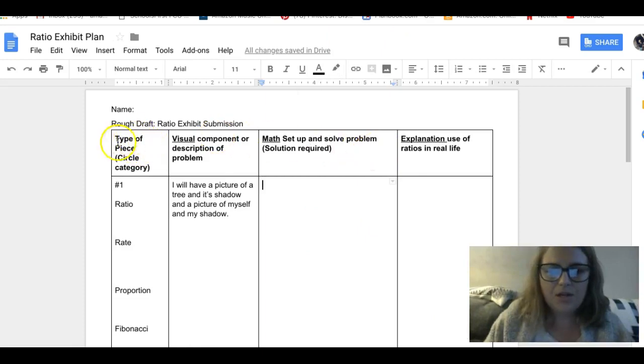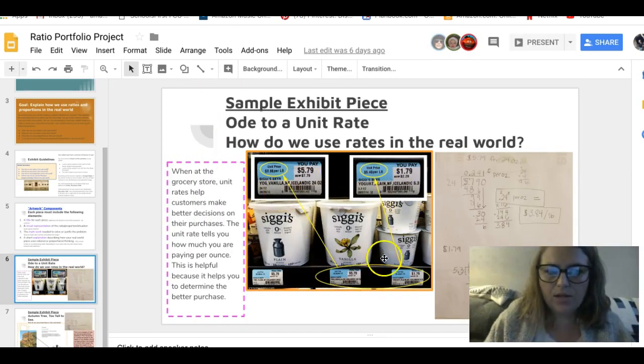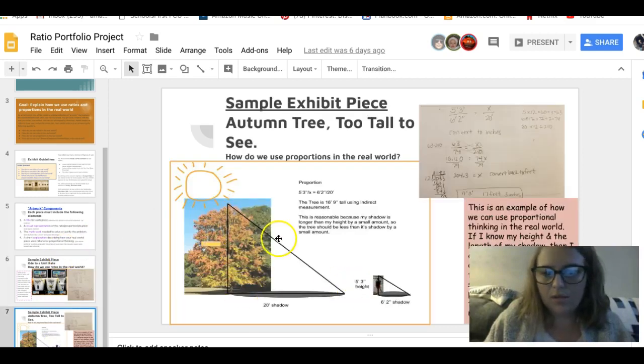So the type of piece, you just need to circle which one of these it is, which category. The visual component is going back to what is your artwork going to be, quote unquote artwork. So is it going to be a picture? Is it going to be this proportion?